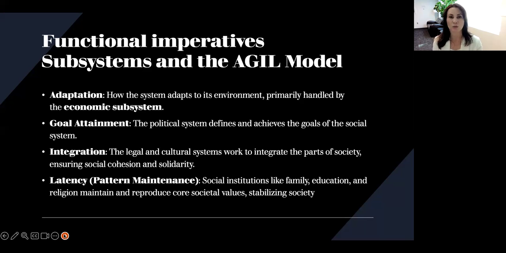Like if our goal is to create a multicultural society, then we will follow certain rules and regulations to create that society. In certain cases, certain places, it was about assimilation. So people had to integrate, certain cultures had to integrate into the other culture. Latency or pattern maintenance: social institutions like family, education, and religion maintain and reproduce core societal values and stabilize society. So society is something that changes and stays stable at the same time.